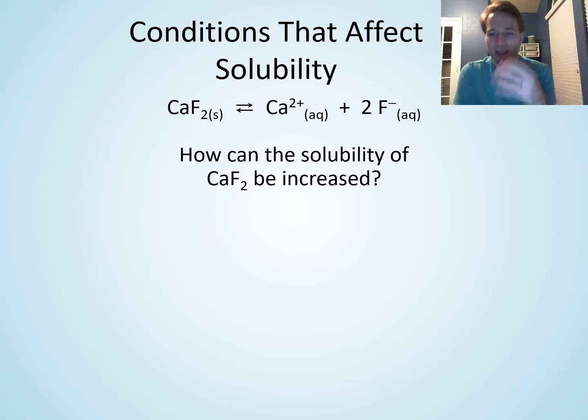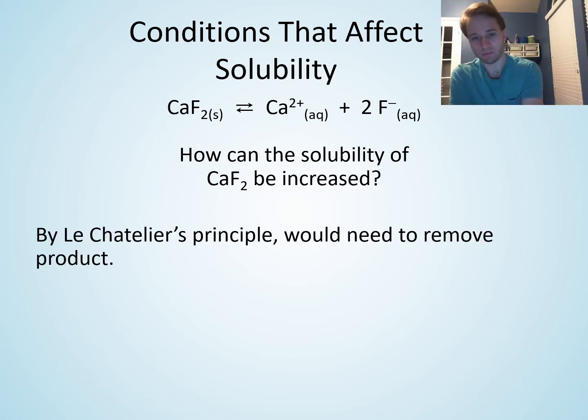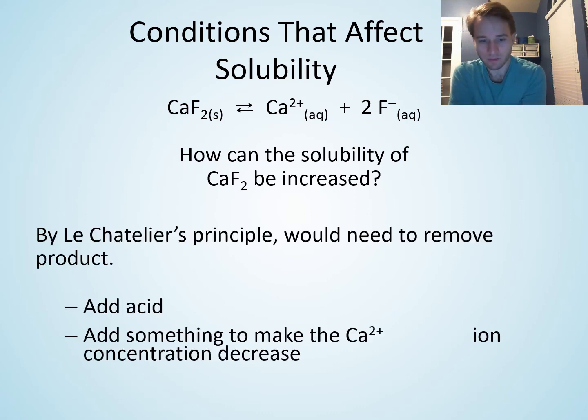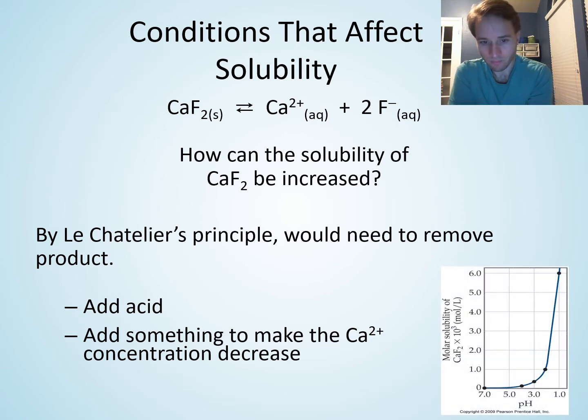And so as I add acid to this solution of calcium fluoride, I'll be able to start dissolving more and more calcium fluoride in solution. Again, you can add an acid, or you can add something that reacts with the calcium ions instead, to decrease that concentration. And here's a plot of the solubility of calcium fluoride with respect to pH.